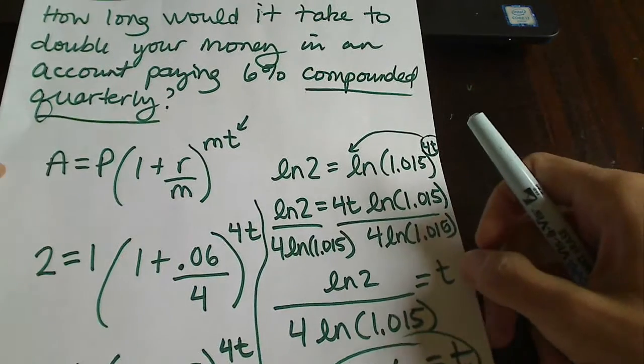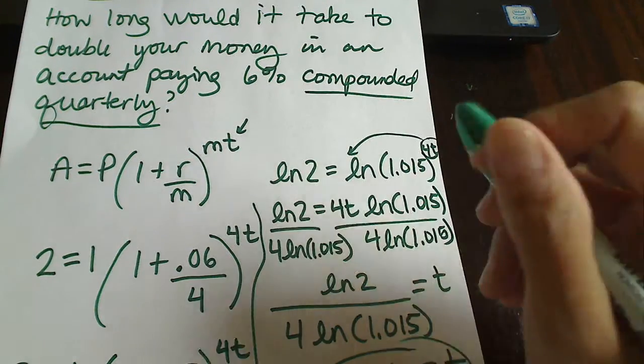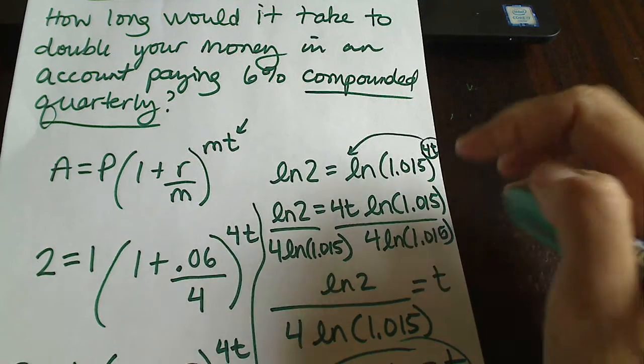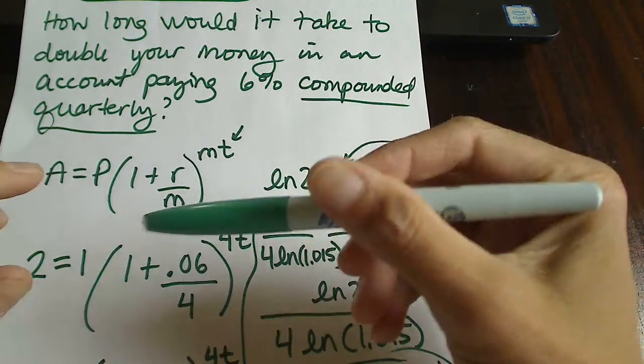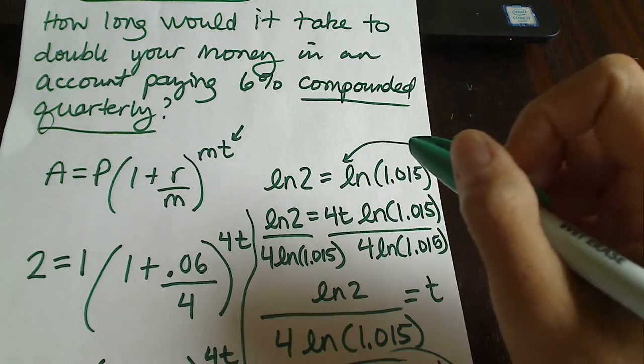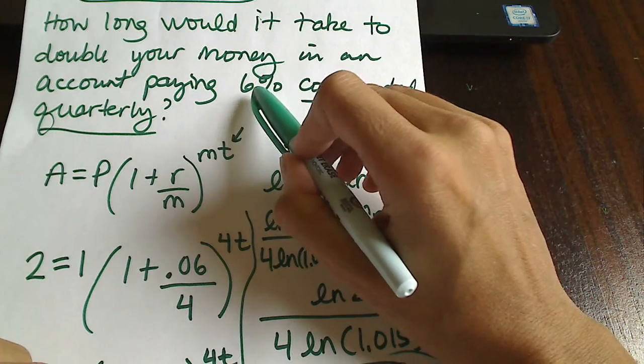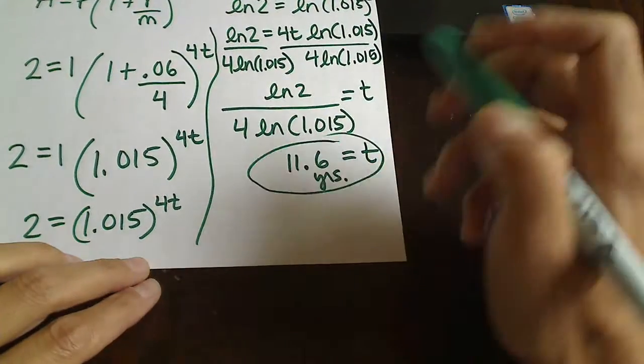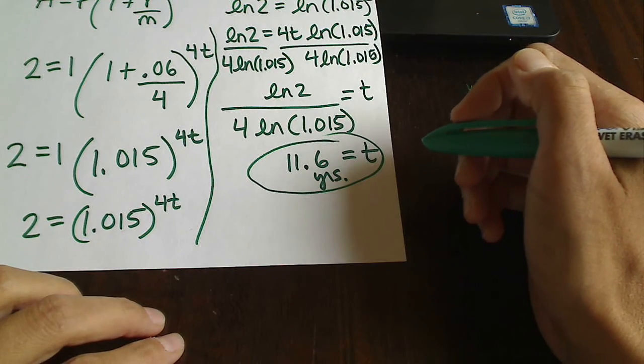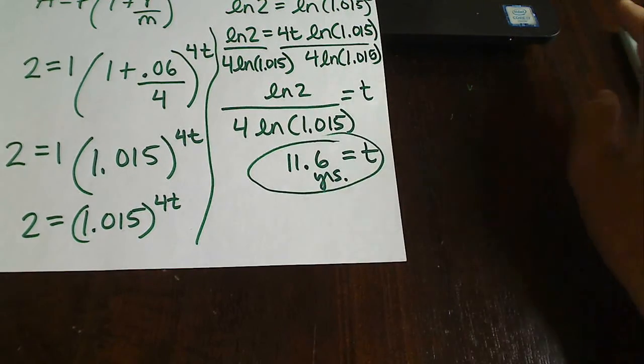In financial math, it's actually a rough rule that if your interest rate is 7.2%, the time to double is 10 years. That's just a general rule. This being a little bit less than 7.2% means that it's taking us a little bit longer than 10 years to double. Okay, and that's it for this problem.